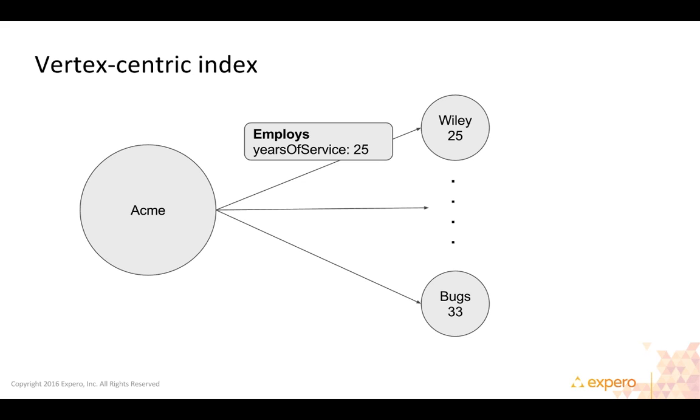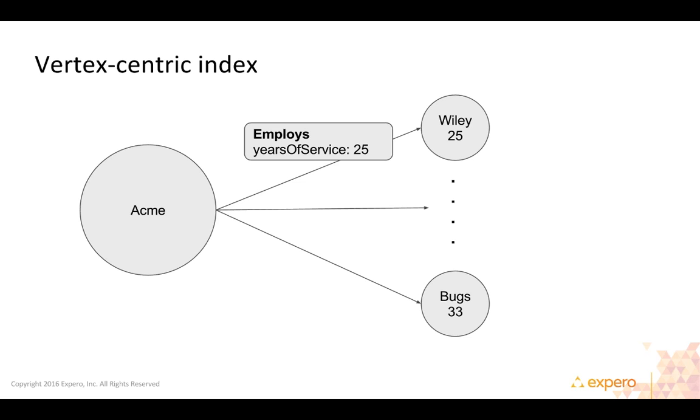And so in this case, we have this company and it has an employee's edge going out to some very large number of employees. And so one way to perform a query would be to actually go out and iterate through that full list of vertices that is connected, if you're doing some sort of filter. So in this case, let's say we want to filter and only grab the employees that have been with our company for between 20 and 30 years.